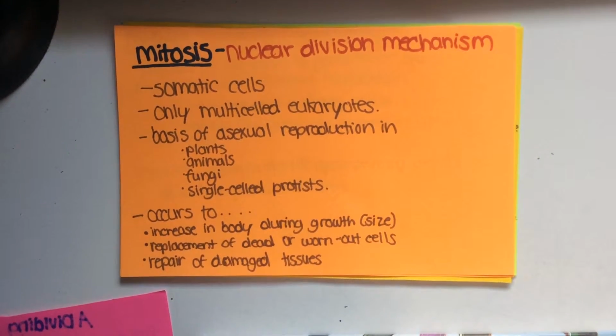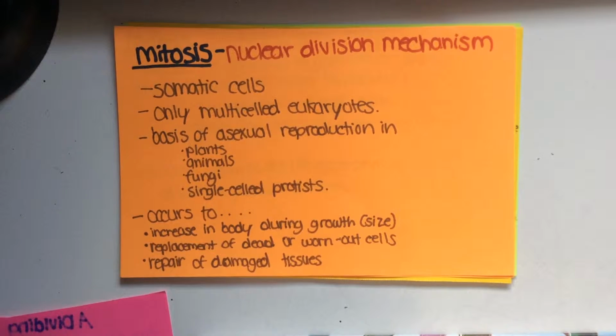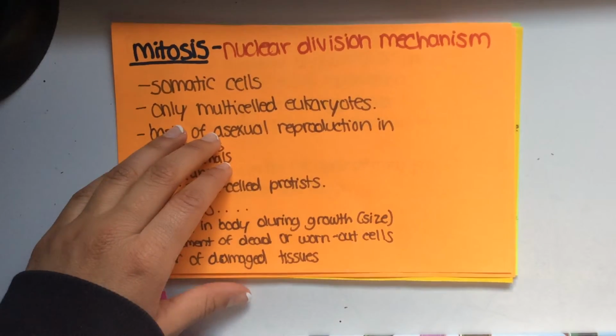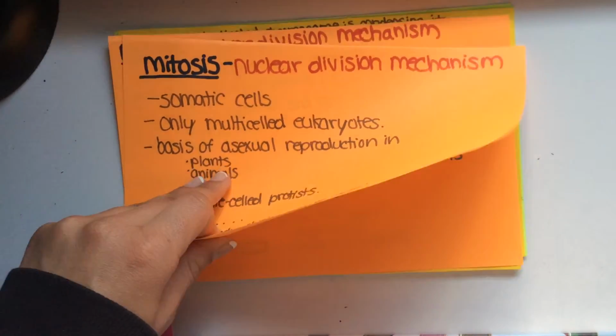Mitosis. It's a nuclear division mechanism. It occurs in somatic cells. Only eukaryotes undergo mitosis. Mitosis is the basis of asexual reproduction in plants, animals, fungi, and single-celled protists. It occurs to increase body size during growth. That means increase in size during growth. Also, mitosis occurs to replace dead or worn out cells and repair damaged tissues.